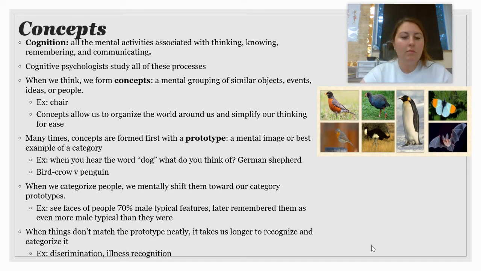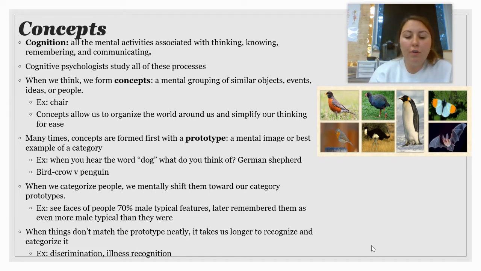Also, when things don't match our prototypes neatly, it takes us longer to recognize and categorize that thing or behavior. So, for example, people are more likely to recognize discrimination when it's taking place between a male and a female versus a female to a female. It doesn't fit our prototype necessarily of discrimination when it occurs between the sexes or within the sexes. And so it takes people longer to categorize.